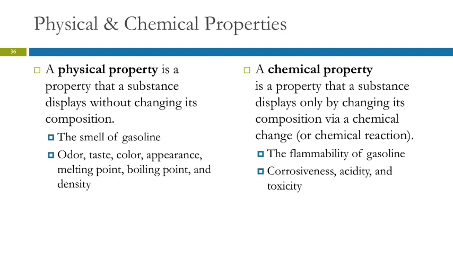That would be a chemical property, that it's flammable. So things like odor, taste, appearance, melting point, boiling point, density, mass, those are all physical properties. You can measure them, observe them, doesn't destroy the thing. Chemical properties are things like flammability, corrosiveness, acidity, toxicity. When you demonstrate those, a chemical reaction occurs, a chemical change occurs, and the substance has been altered.